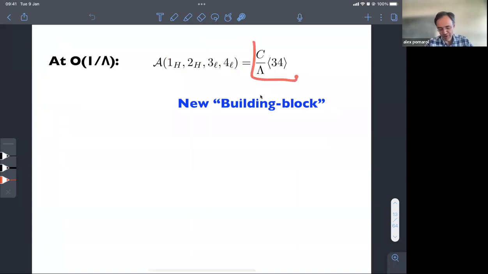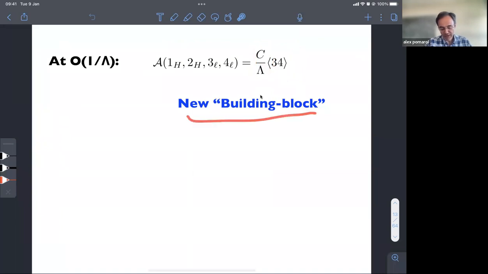I'm only talking about the kinematics here, but there will be some invariant tensor related to the global symmetries of your theory. In general, this is valid for any theory. And you can see that at order 1 over lambda, that's the only one you can write. There's nothing else. Remember that an amplitude with 4 states is dimensionless, so this is dimension 1 here. This is why this thing is dimensionless.